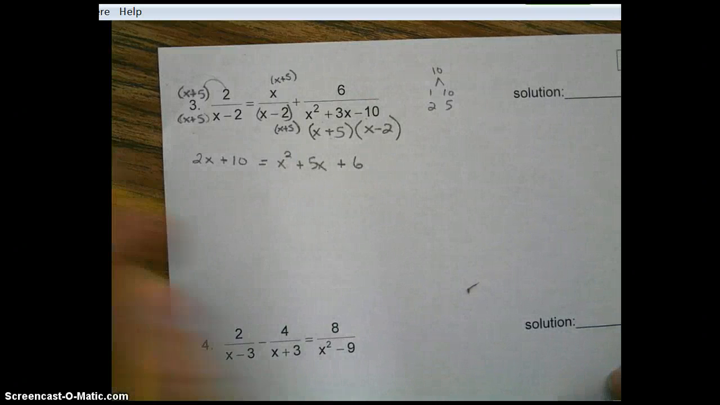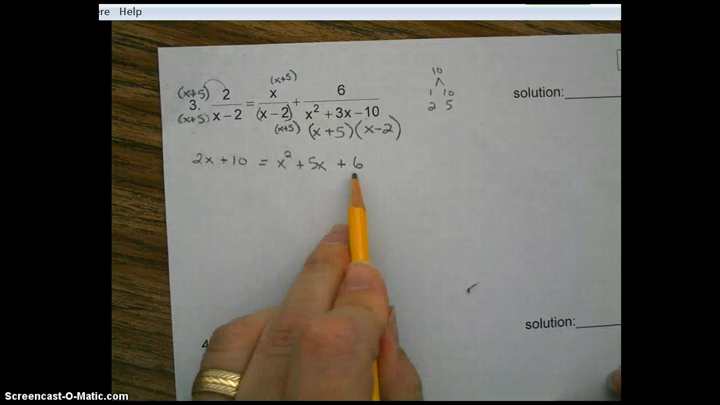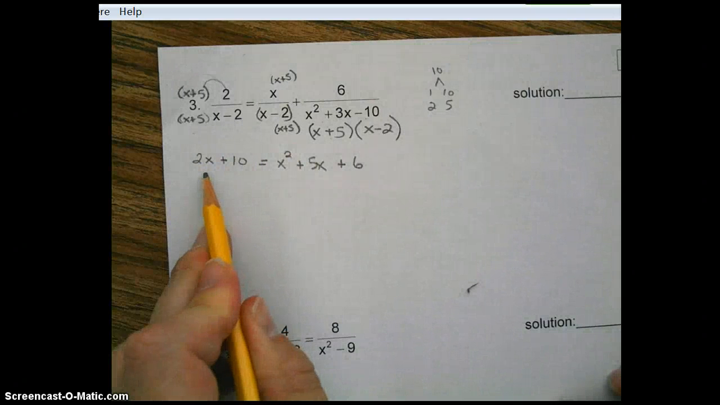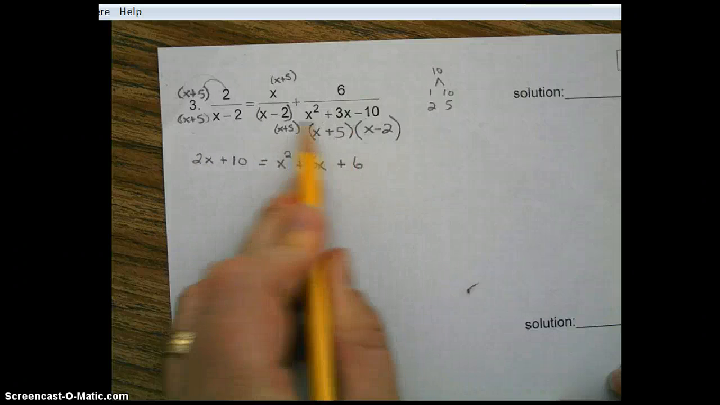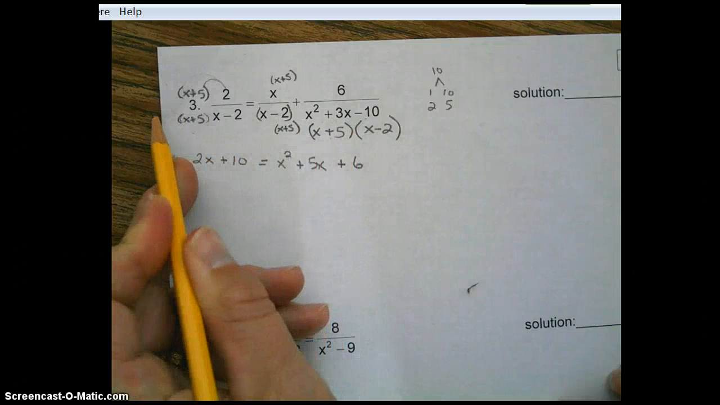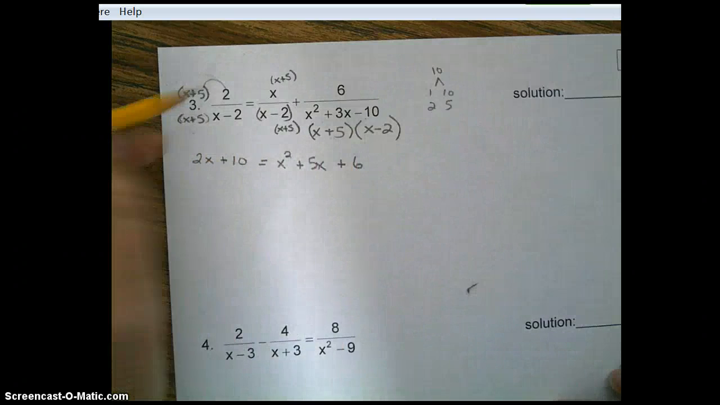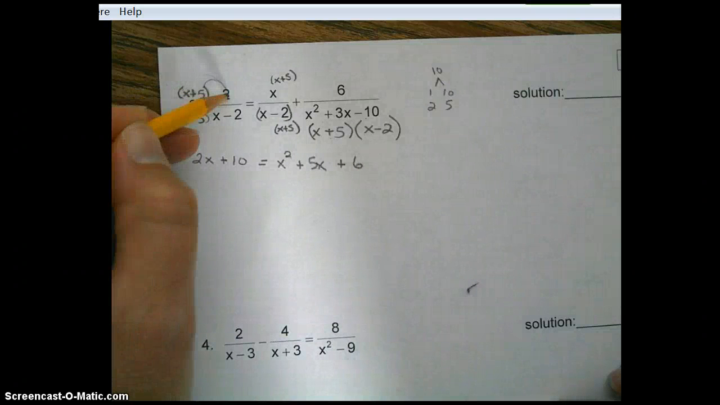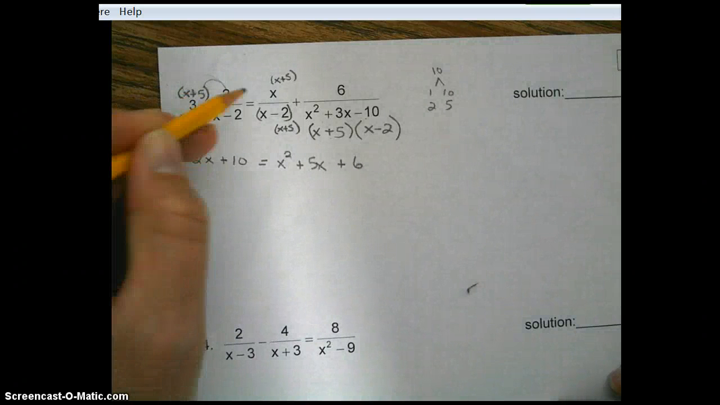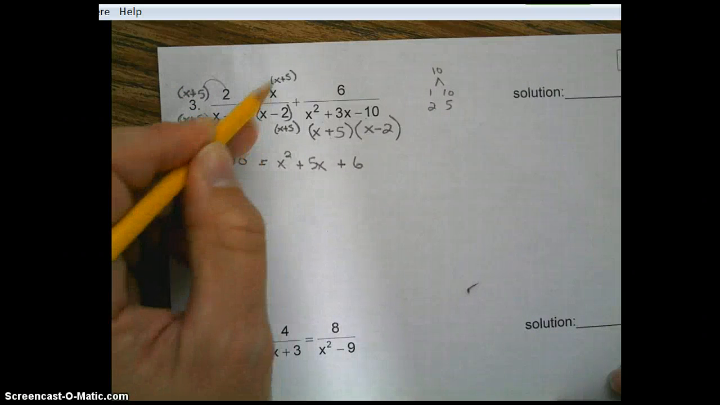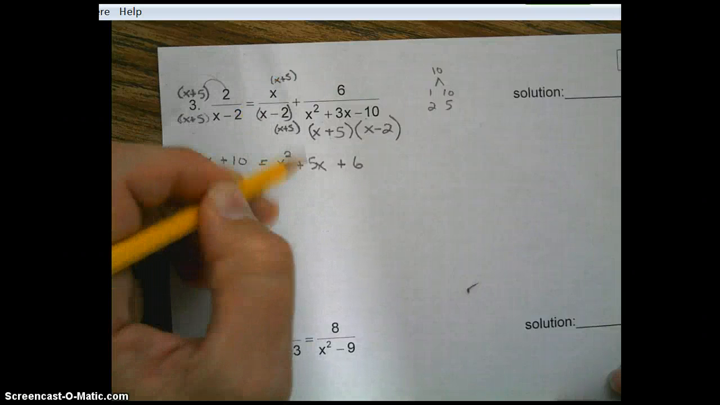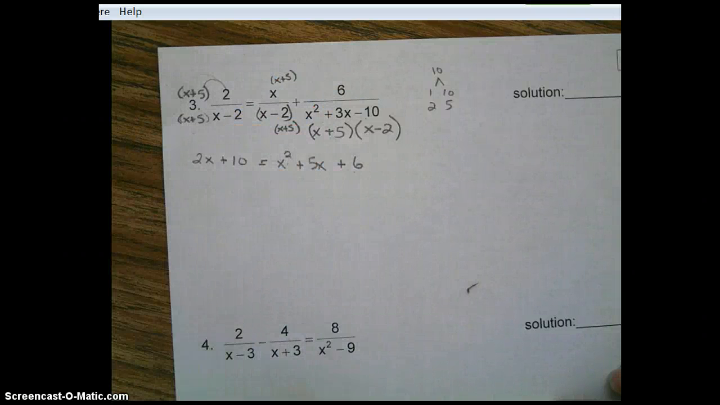All right. Now, look what I wrote down. My denominator canceled. So 2 times x, 2 times 5 equals x times x times 5, and 6.